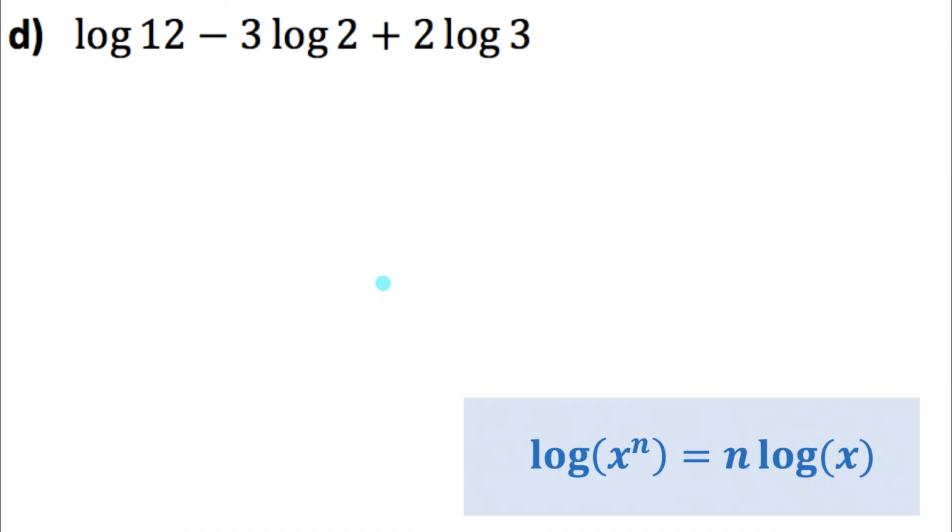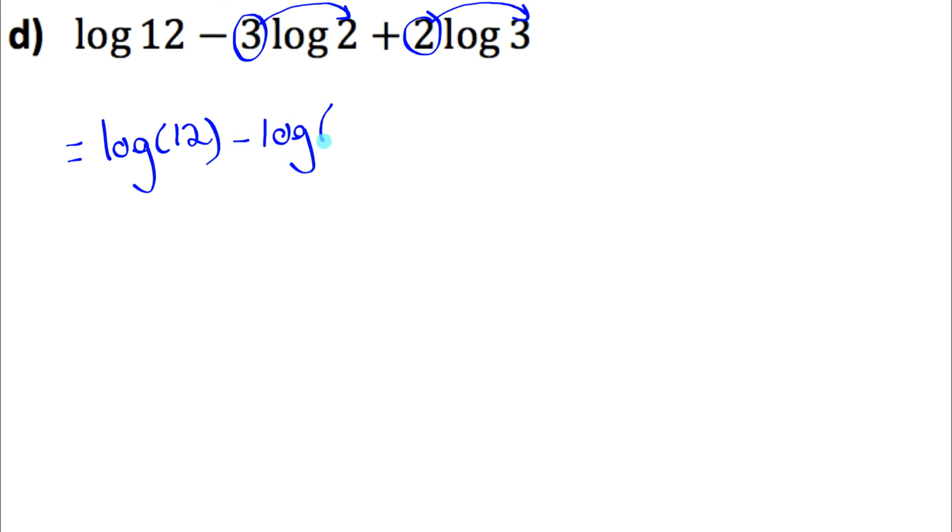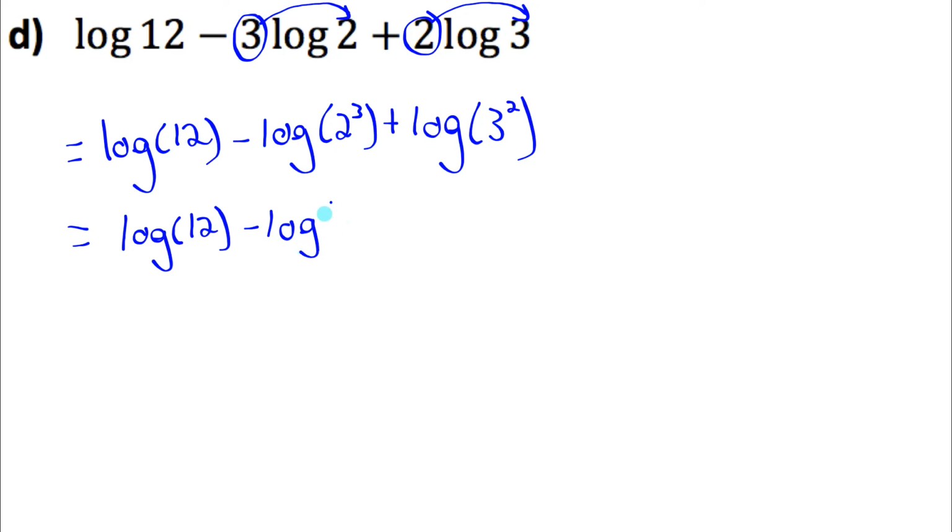So what do we do? We use the power law of logarithms, which tells us we are allowed to rewrite the coefficient of a log as the exponent on the argument. So I'm going to do that with both of those coefficients, which will give me log of 12 minus log of 2 cubed plus log of 3 squared. And then I'll simplify each of those arguments. 2 cubed is 8, and 3 squared is 9.